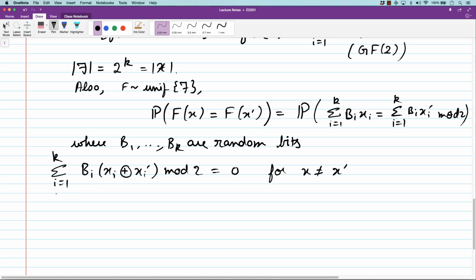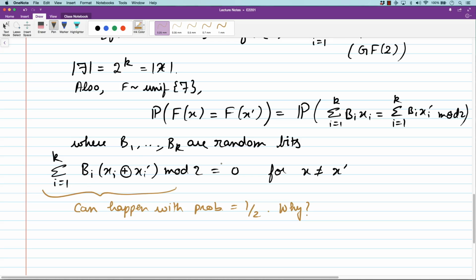Claim: this can happen with probability exactly equal to half. So why is it so? Why is this possible only with probability half? Suppose you have a sequence b_1 to b_k where this is equal to 0 mod 2.